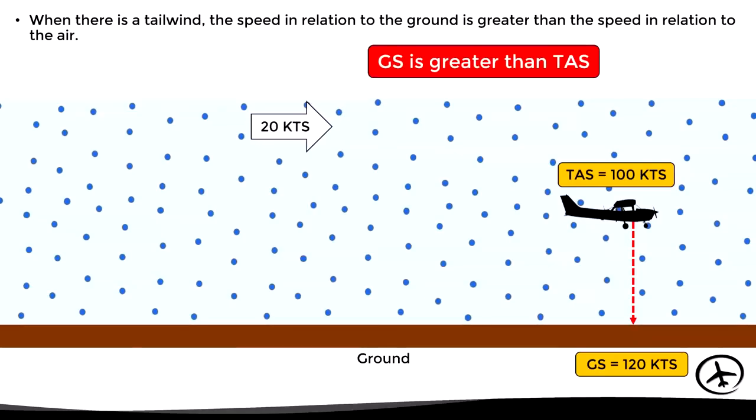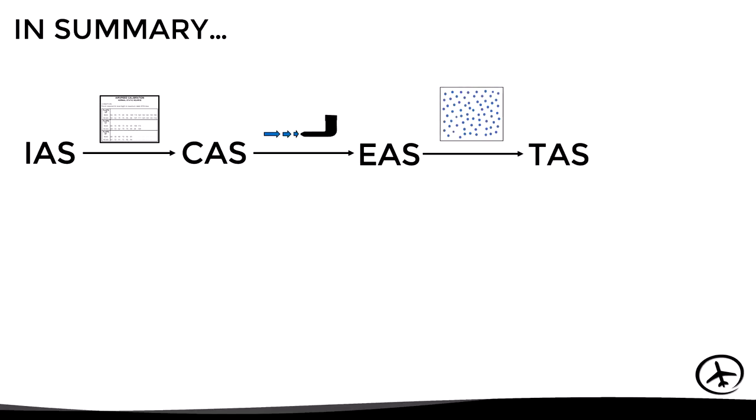With this, we have already seen all the speed terms and definitions. Let's see a little summary. If we take the indicated airspeed and we correct it for instrument and position errors, we will get the calibrated airspeed. If then we apply compressibility corrections, we will get the equivalent airspeed. If then we apply density correction, we will get the true airspeed. And finally, if we apply wind correction, we obtain the ground speed.